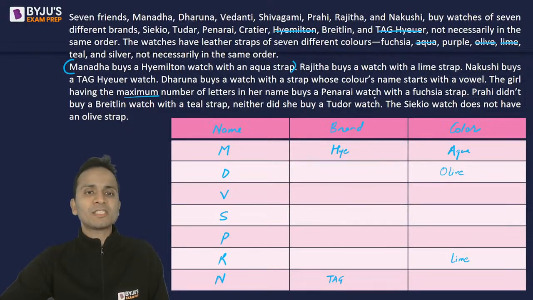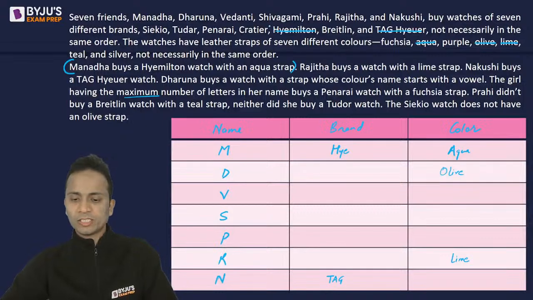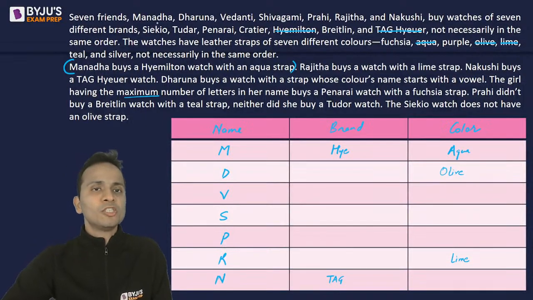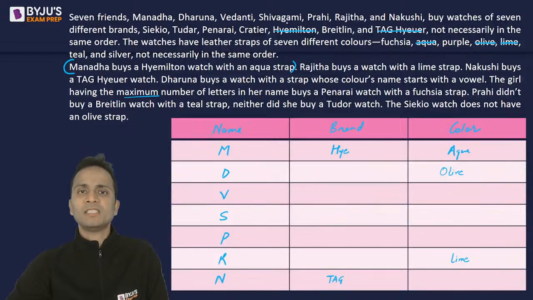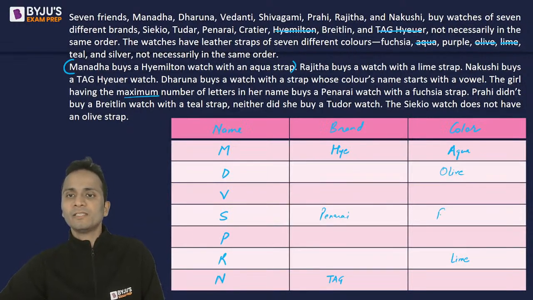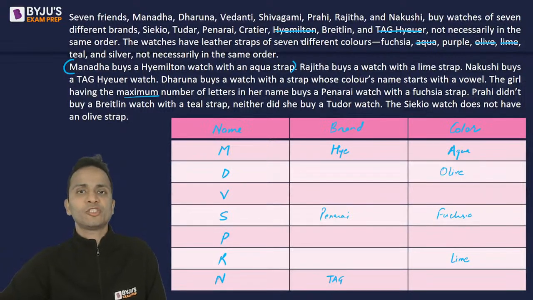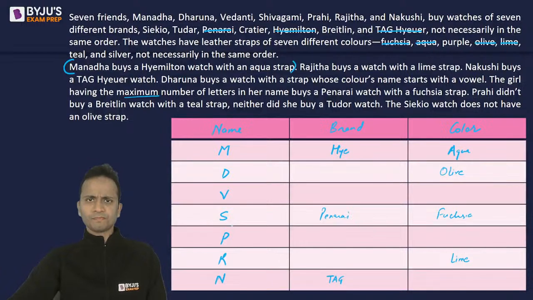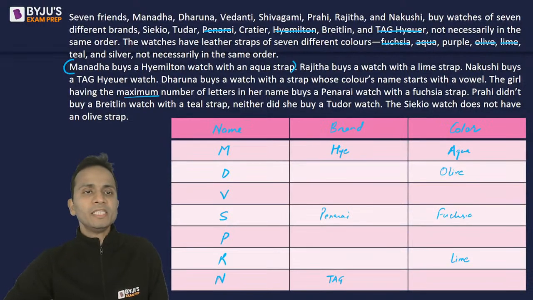Okay, so maximum number of letters. Let's look at the girls' names. Mandana, it's not there. Dharuna, Vedanti, Shivagami. So Shivagami has the maximum number of alphabets, with 9 alphabets. So they are talking about Shivagami. Now she buys a Panerai, and the color is fuchsia. So the watch and the color are also gone. Panerai and fuchsia are gone. Done. Now next, Prahi didn't buy a Breitling watch with a teal strap.